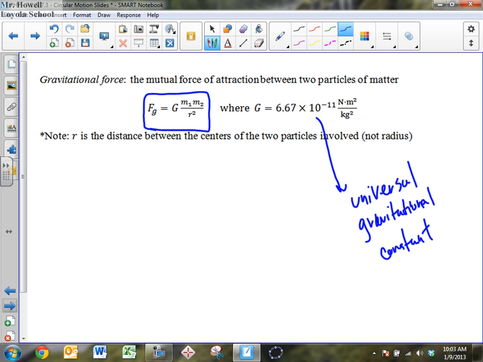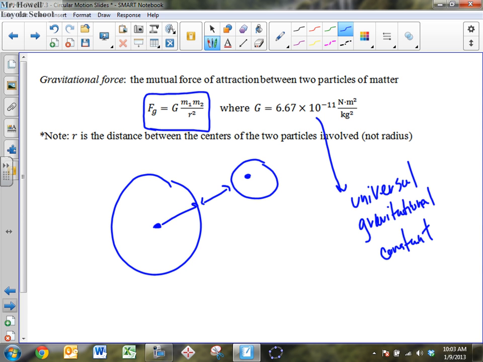So to make it clear as to what I'm talking about, if this is the Earth and this is the Moon, the distance between them, R, is not this gap. This is not R. R is from the center to the center. So R would be like the radius of the Earth plus the gap in space plus the radius of the Moon.